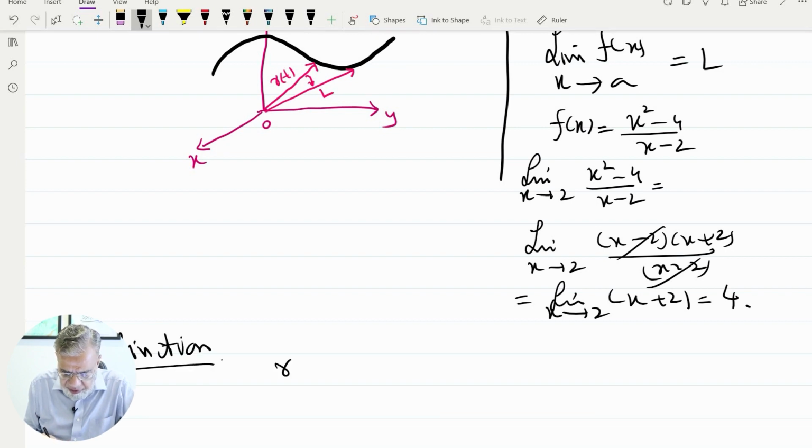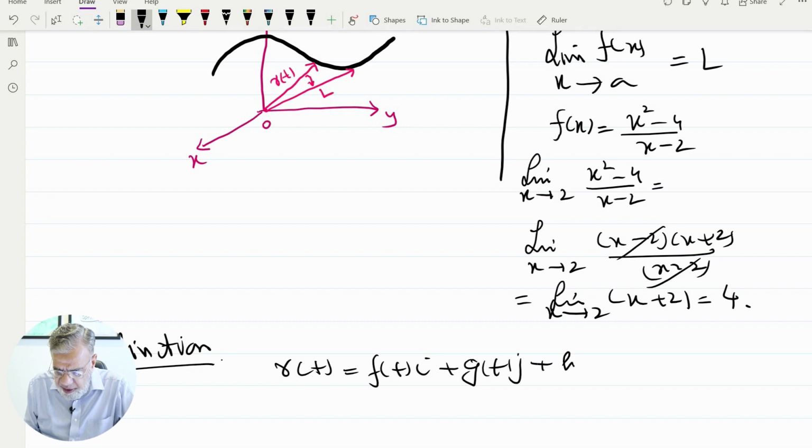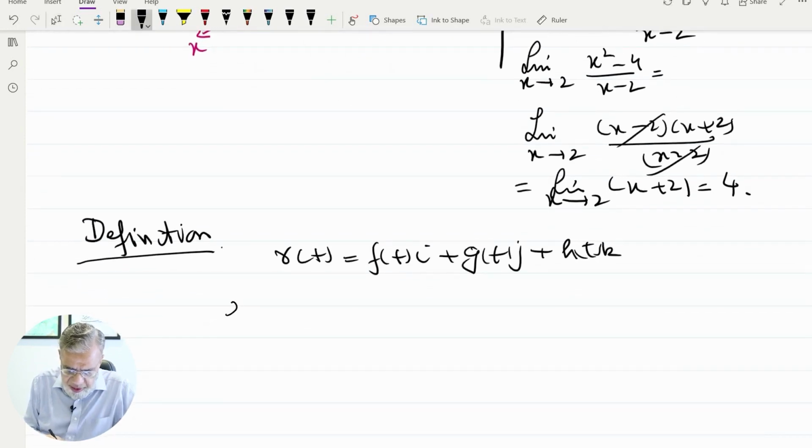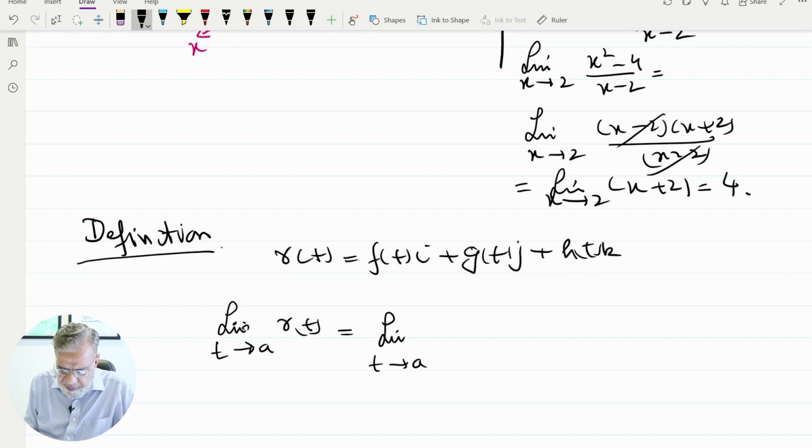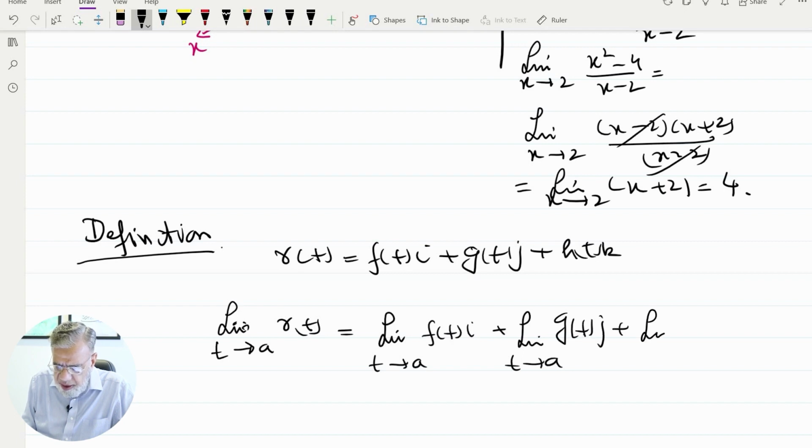We have the vector value function r of t equal to f of t i plus g of t j plus h of t k. I want to find the limit of this function when t tends to a. I say the limit as t tends to a of r of t is equal to the limit as t tends to a of f of t i, plus the limit as t tends to a of g of t j, plus the limit as t tends to a of h of t k.